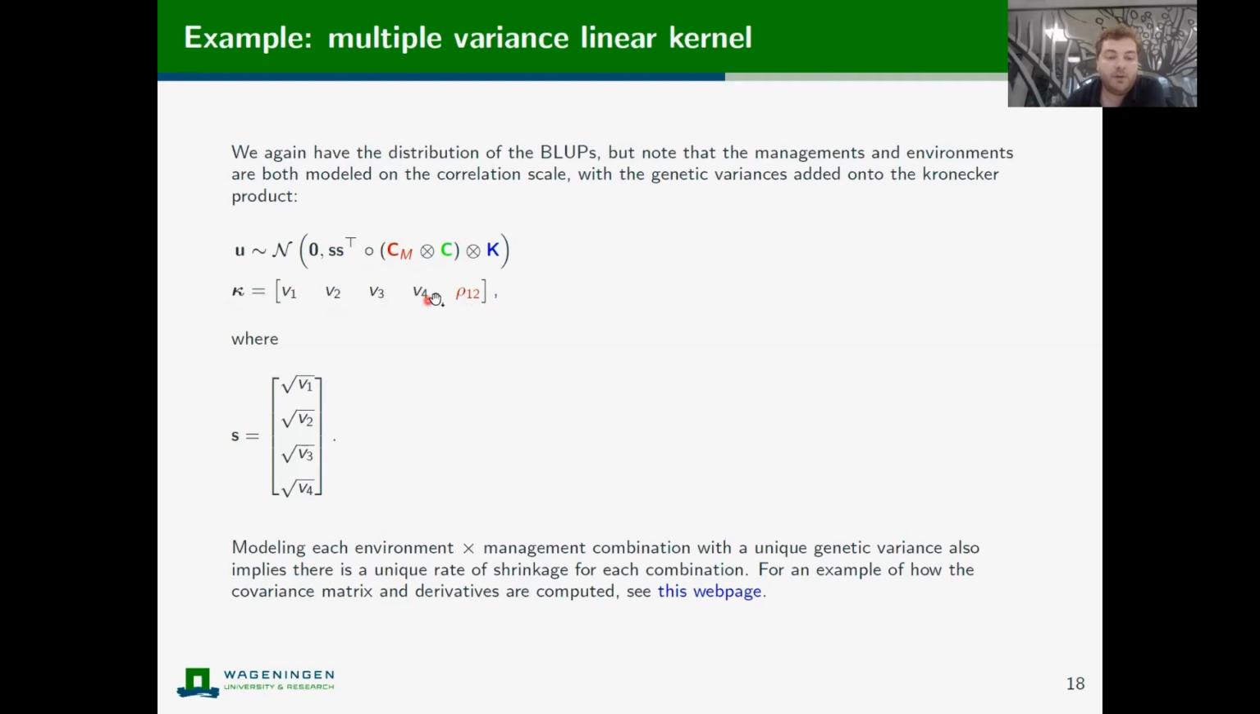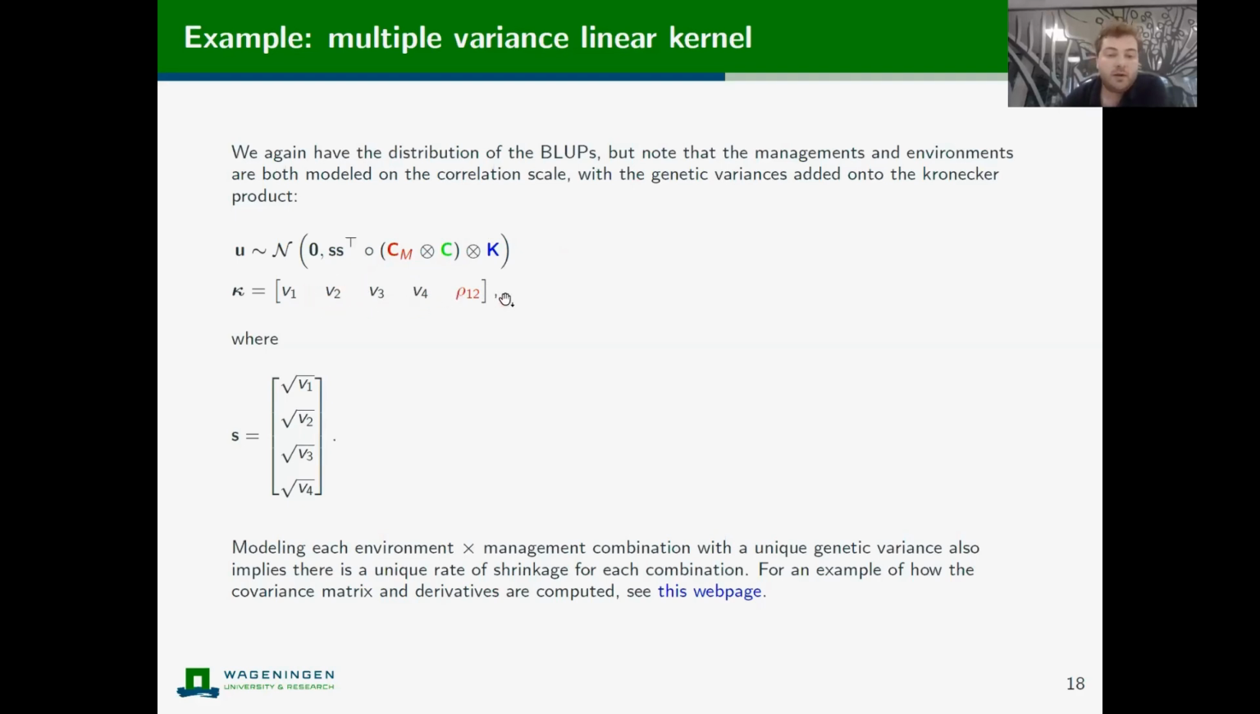So our vector kappa is going to be a little bit longer. We now have 4 variances. The variance for, let's say, management 1, environment 1, management 1, environment 2, second management, first environment, and the second management and the second environment. This is also the way that I've specified it in the code.